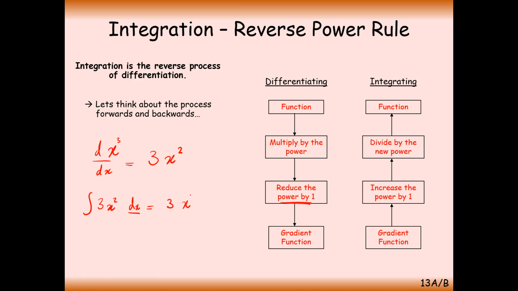Adding 1 to the power is the first thing we do, and that would be a 3. And then we're going to divide. Here we multiplied, we brought the 3 and made it multiplication. So now we're going to divide by this new power here, which is 3. So these two 3's cancel away, and we get that x cubed back. Remember, here was the x cubed that we differentiated.